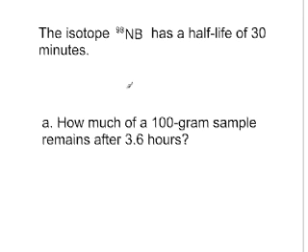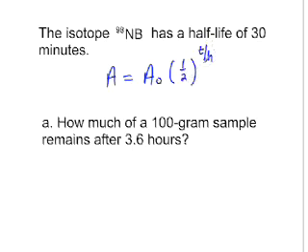This problem is dealing with the half-life of a radioactive material, and the half-life formula is: the amount that you have is equal to the initial amount times 1/2 raised to the T over H power. H is the half-life of the substance, and T is how much time has progressed. And I want to remind you, you have to make sure T and H are in the same units. If T is in days, H must be in days, etc.